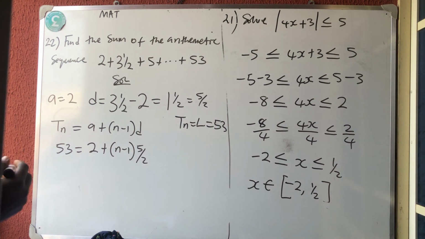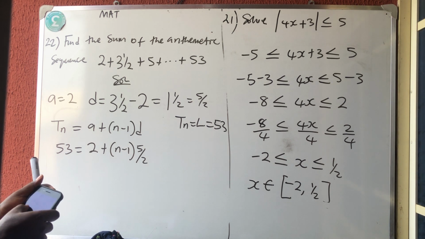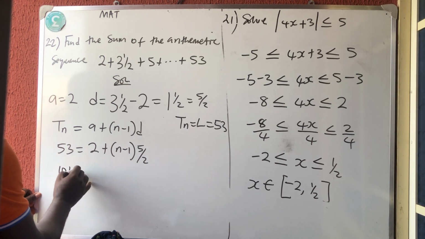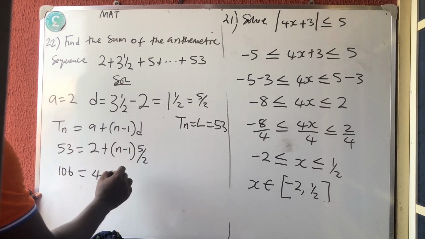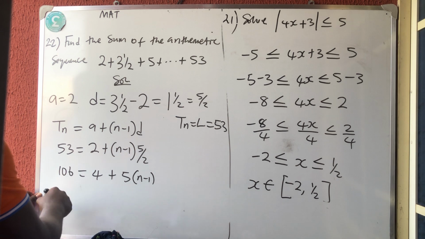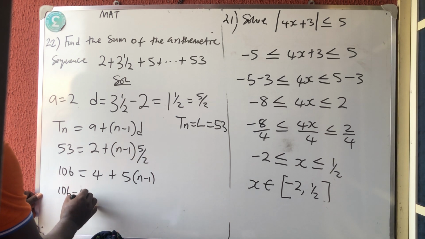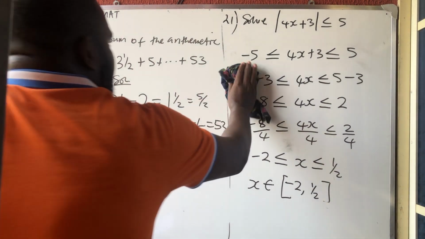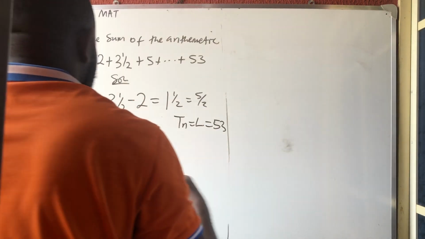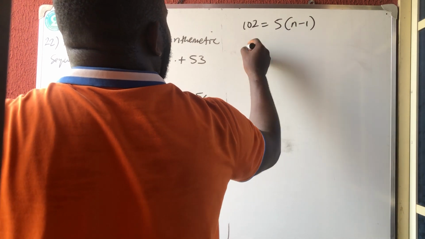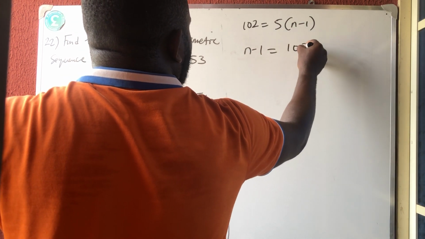Now, to remove the over 2, multiply everybody by 2. So I'm going to have 53 times 2, which is 106, equal to 2 times 2, 4, plus 5 into (n minus 1), because the 2 will cancel. Collect like terms: 106 minus 4 is 102, so 102 is equal to 5 into (n minus 1). So divide everybody by 5: n minus 1 is equal to 102 divided by 5.